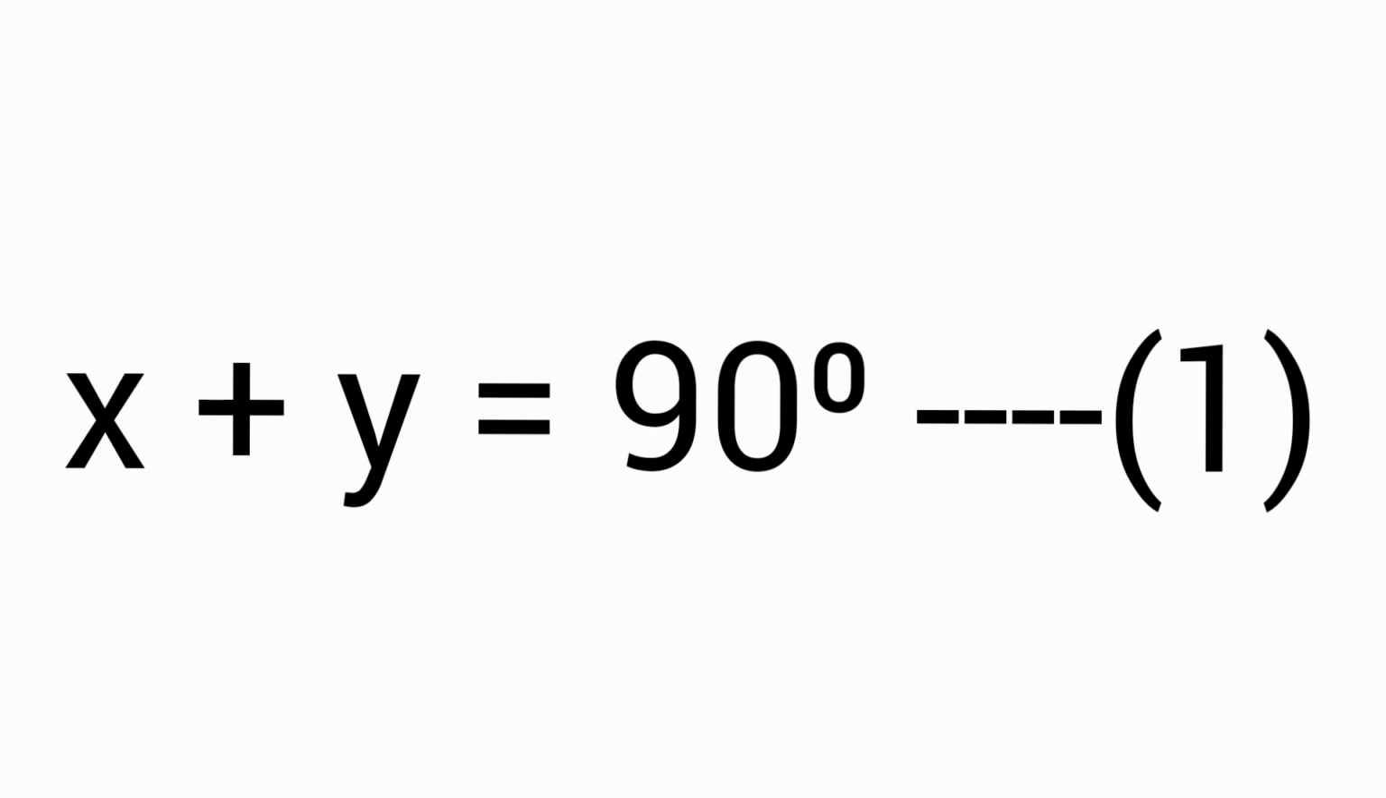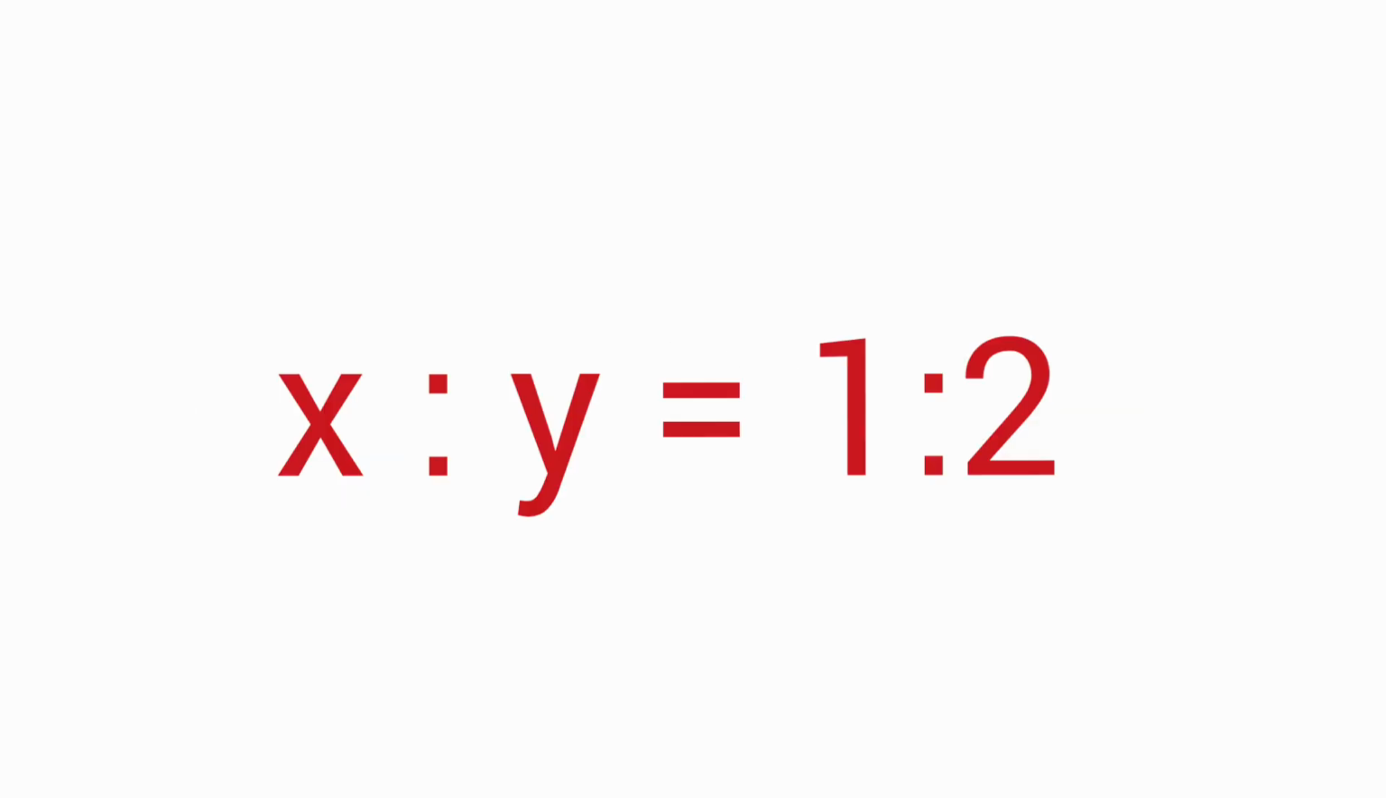Given that x and y are complementary angles, that means the sum of the angles x and y will give you 90 degrees. So the first equation is x plus y equal to 90 degrees. The next condition is the ratio of x and y, x is to y, is 1 is to 2.